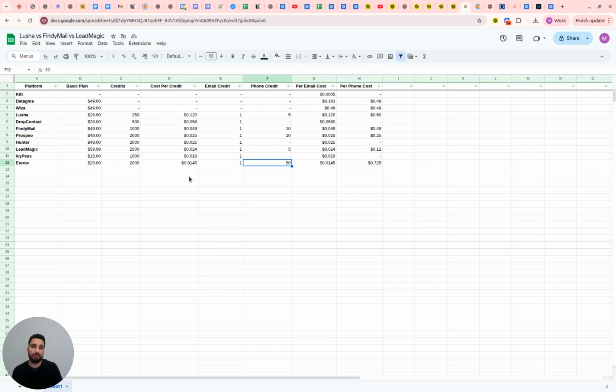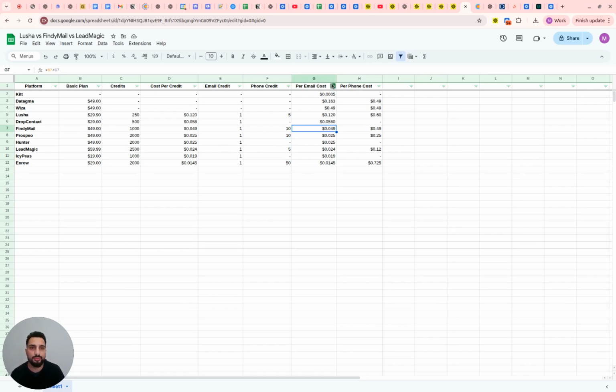Similarly, some of the platforms also help you find phone numbers, and that's why you will see a lot of dashes here. Where the dashes are, those platforms don't actually find a phone number. The credits are much higher to find a phone number. For example, Enrow charges a lot of credits when it comes to finding a phone number, but LeadMagic and Prospero Find Email are pretty decent. And you can then compare the costs also.